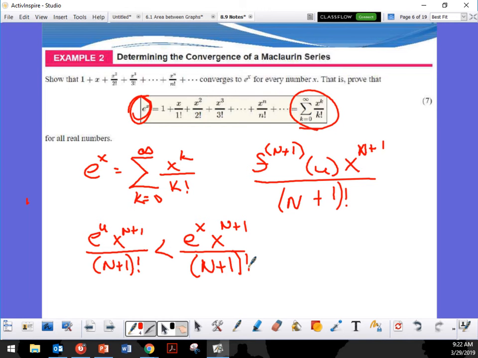Do you guys understand where the x came in and why there's a u in there? Because u is somewhere in between those two. Are we okay? So I know that somewhere in between there that's going to work. So now let's see. This will work out if it converges.